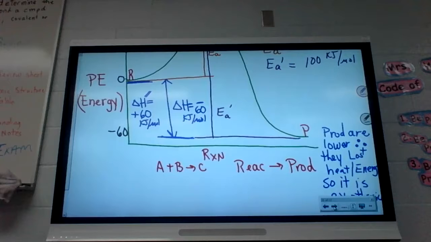Kilojoules per mole is the unit. But is it 60 or negative 60? If I ask for delta H, it would be negative 60. If I ask for delta H reverse, it would be positive 60. So for activation energy and delta H, the unit is kJ over moles. They're all the same thing.